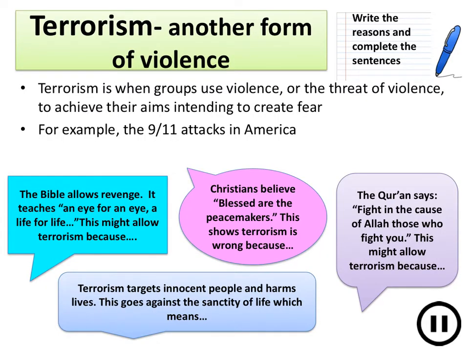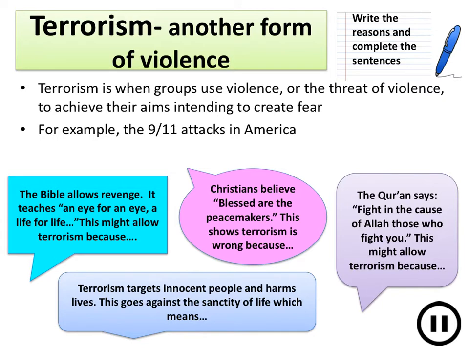Another form of violence that we witness around the world today is terrorism. Terrorism is when groups use violence or the threat of violence to achieve their aims, intending to create fear. For example, the 9/11 attacks in America, where 2 planes were flown into the Twin Towers in New York and another into the Pentagon, were done because of political grievances that the perpetrators, Al-Qaeda, had with American policy abroad.